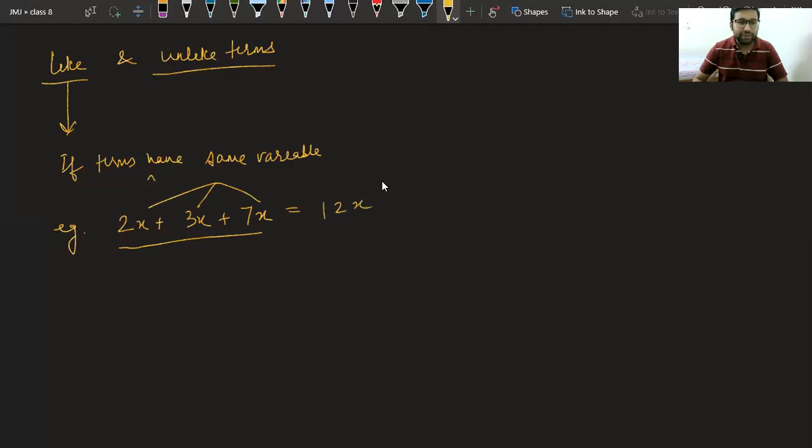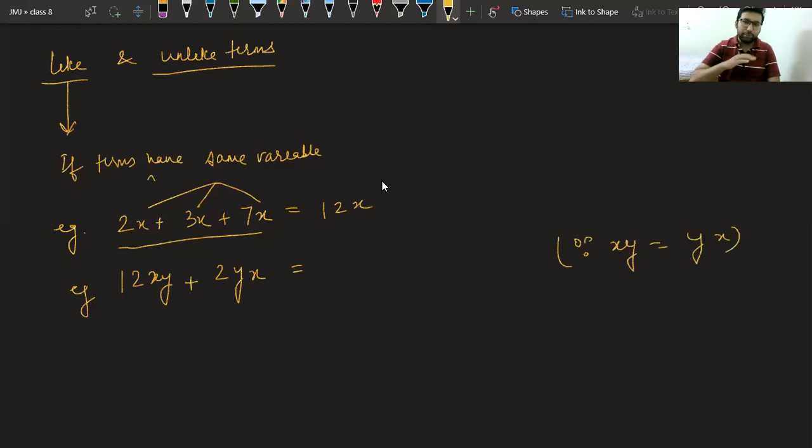Very good. If I say 12xy plus 2yx, are they like terms, class? Yes, class. Are these two like terms? Yes, because x into y is the same as y into x, because the product is commutative. What is the answer? The answer is 14xy. Very good.